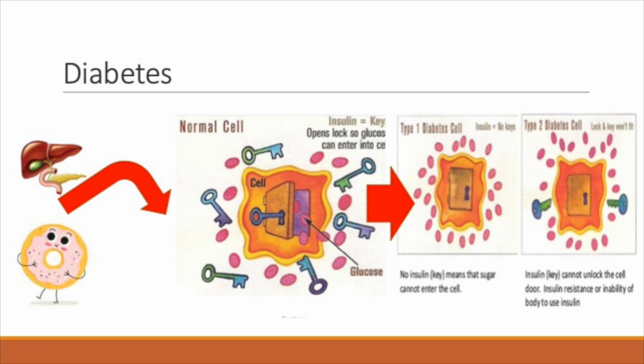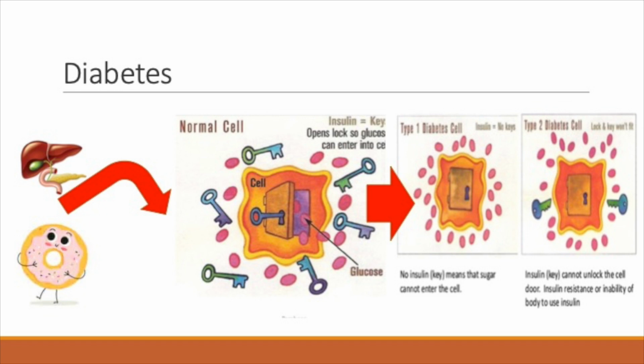But here's the catch. Sugar is very big and it needs a door to enter the cell. The door has a lock that is only opened by a key that we call insulin. Insulin is also present in the blood, following the same roads sugar travels to make sure that it is there to open the door for them.